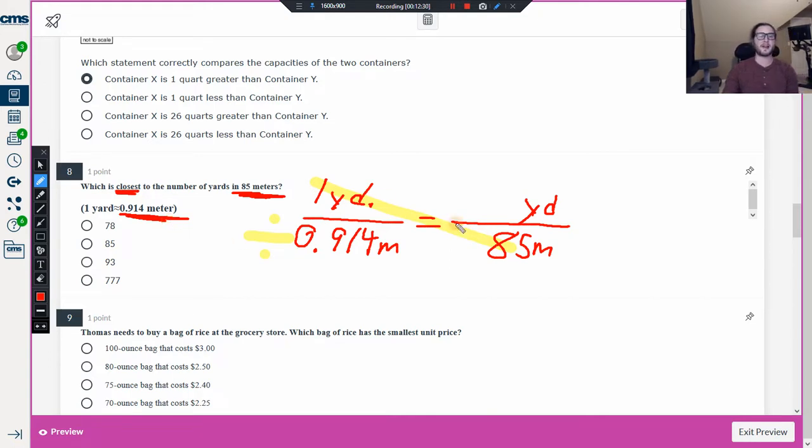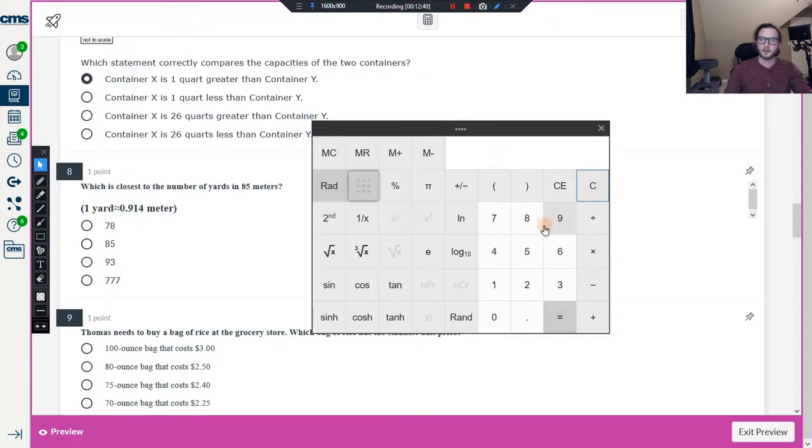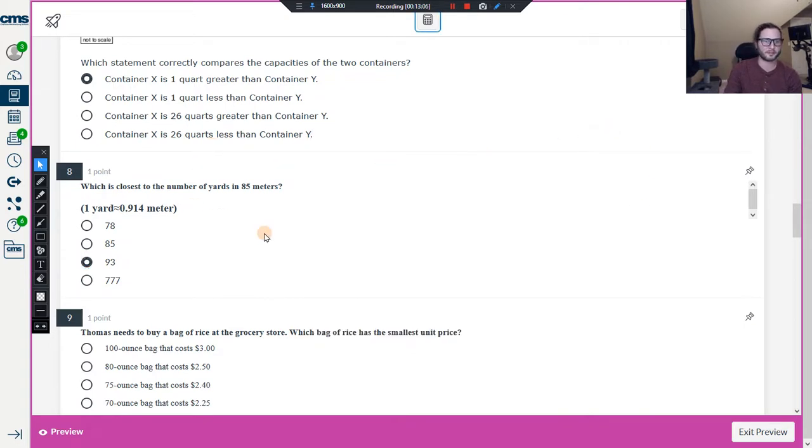At the end of the day, we will do 85 divided by 0.914. So let's go ahead and pull up our calculator and see how that works. We have 85 divided by 0.914. And that gives us, it came out to 92.99 and a whole bunch of other numbers. Bottom line, 92.99 is really, really close to rounding up to the next number, which is 93. And 93 is an answer choice, so that's what we're going to go with.